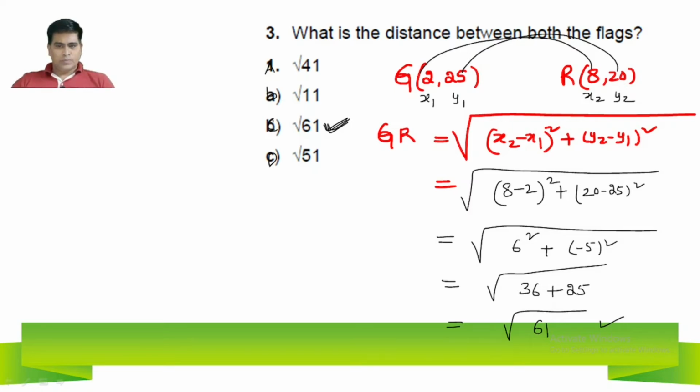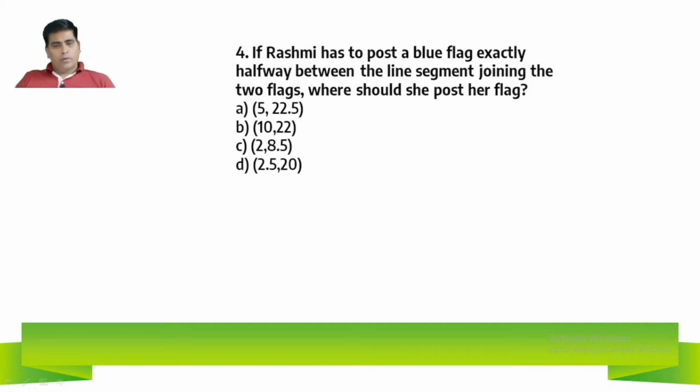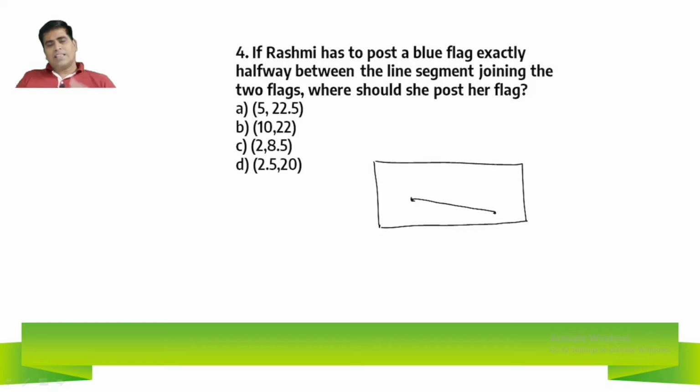2 flags also. Question number 4. If Rashmi has to pose the blue flag exactly halfway between the line segment joining the 2 flags, where should she pose her flag? So already we saw in the rectangular ground, we have a red flag here and we have a green flag here. So this is the line segment we have. Already we saw in the case study. This is the figure we have.